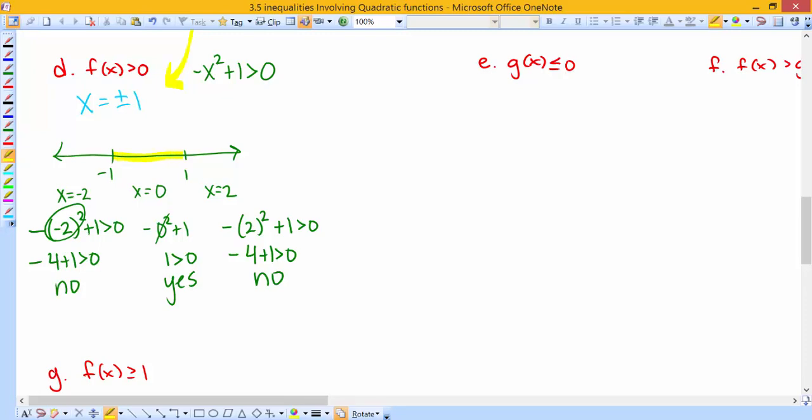And because it's not equal to, open circle. So your solution, parenthesis from negative 1 to 1.